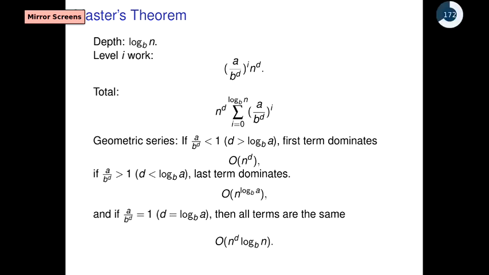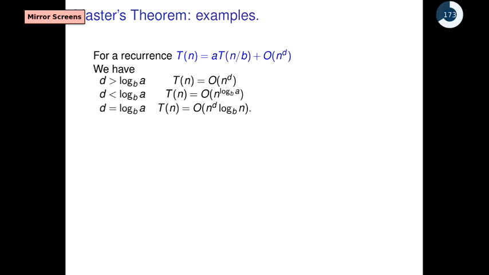Now you have this weird middle case where a over b to the d is exactly equal to 1. In that case, every level contributes equally. So you just multiply n to the d, since every level is the same, by the number of levels. So this is the master theorem. This is what I was doing to solve these recurrences before. So, you can do it, right?